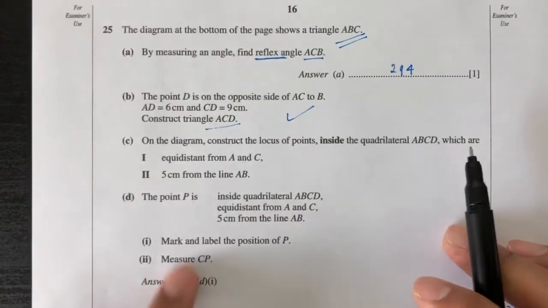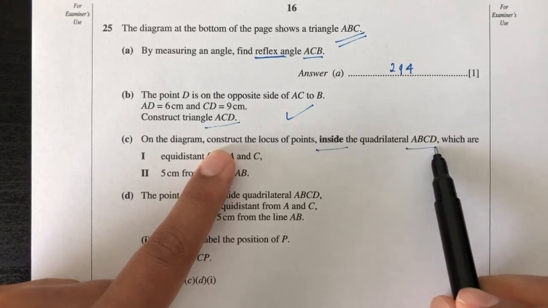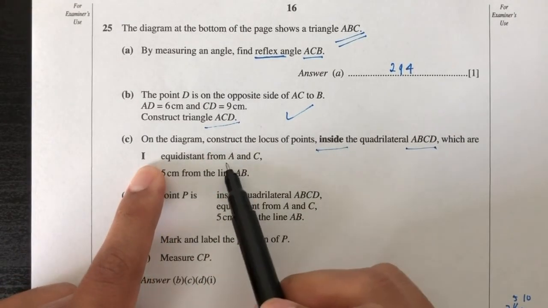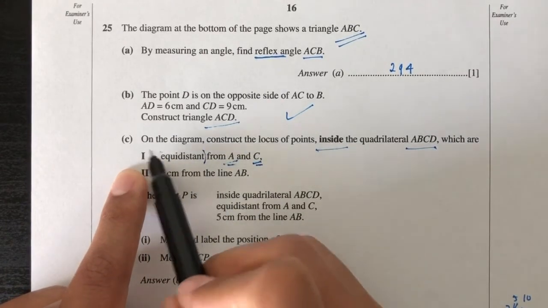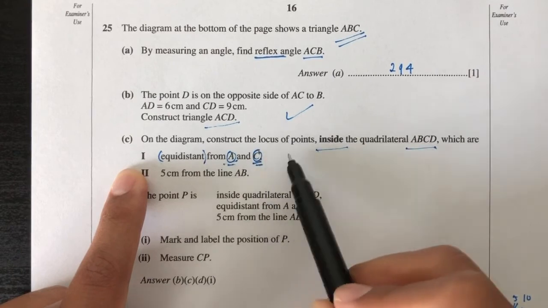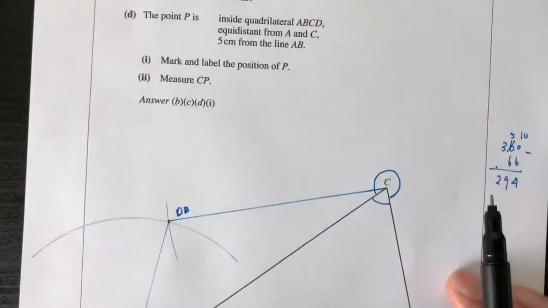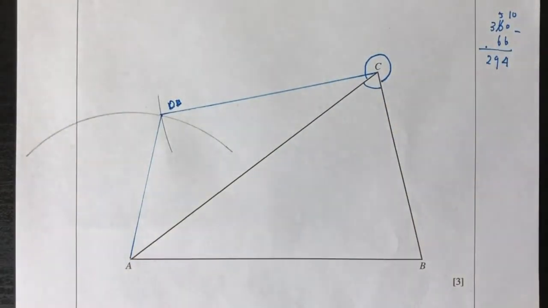Now for part C, on the diagram, construct the locus of points inside of ABCD, which are the first one, equidistant from A and C. So whenever you see that equidistant from 2 points, it means we have to draw the perpendicular bisector of line AC. So we have AC here. We have to draw the perpendicular bisector of the line.